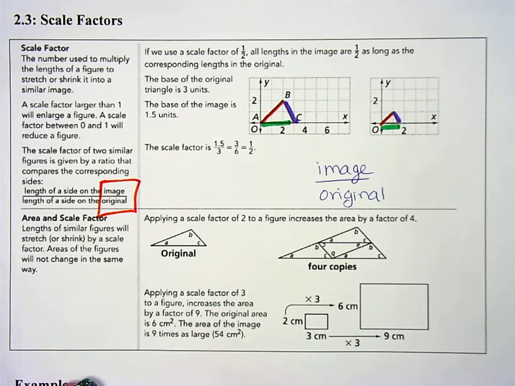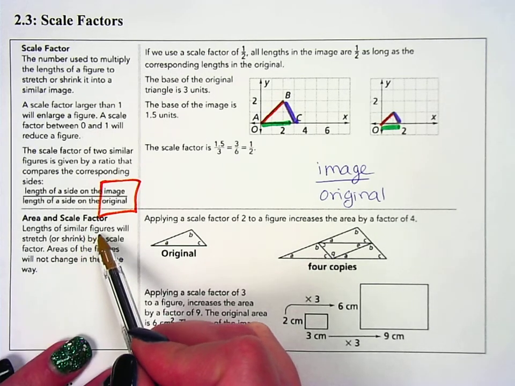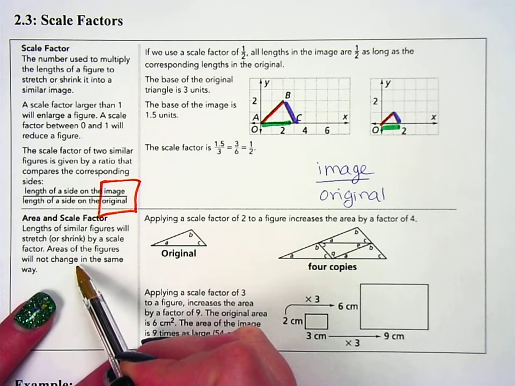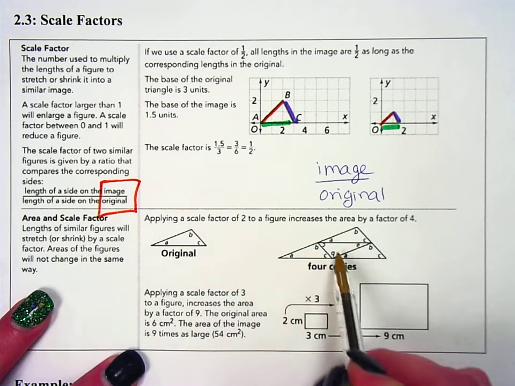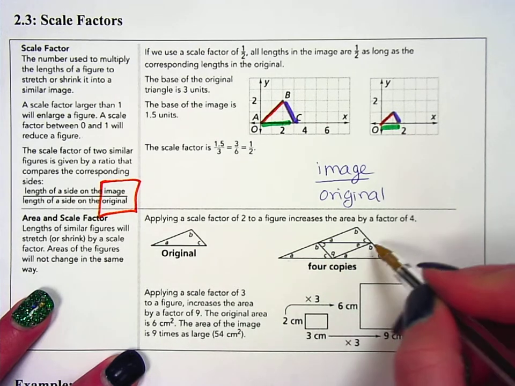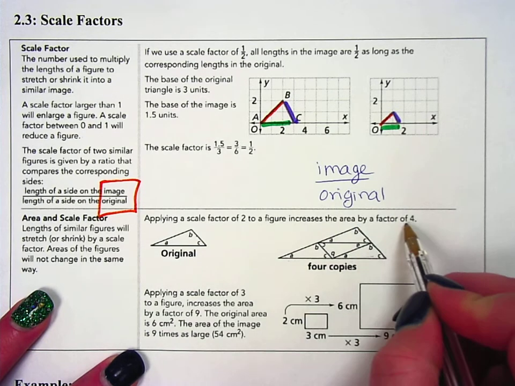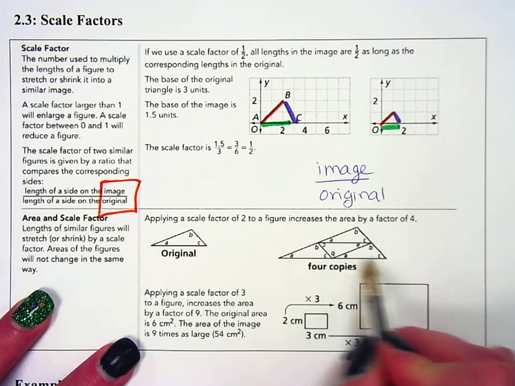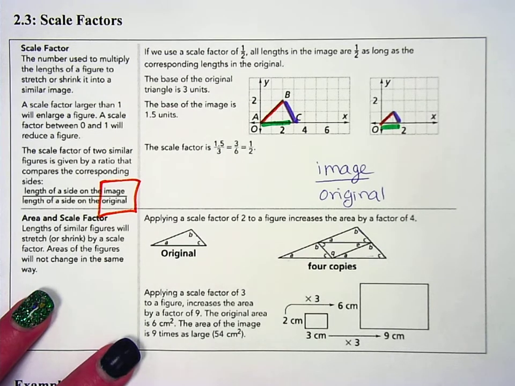Other big idea is that area is not the same as scale factor. The lengths of the similar figure will stretch or shrink by my scale factor, and the areas of the figure will not change in quite the same way. For example, in this picture, my original shape had a scale factor of 2. You'll notice the length on the bottom got taken times 2, but then the length on the side also got taken times 2. So that means my area increased by a factor of 4. The scale factor was 2, so that happened to both sides, and it made my area have a factor of 4.